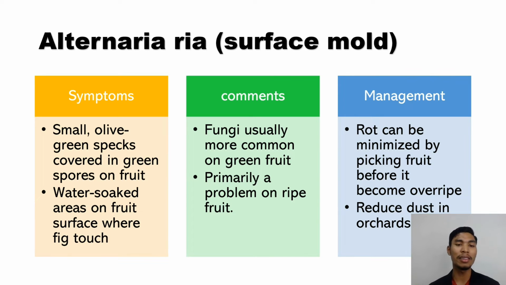Usually the symptom is small olive green specks covered with green spores on fruits, and it is a water soaked area on the fruit surface where the figs touch. Usually, as per common, fungi are more common on the grapefruits and primarily a problem on ripe fruit. So how do we want to manage this surface mold? The rot can be minimized by picking fruit before it becomes overripe and reducing dust in the orchard.